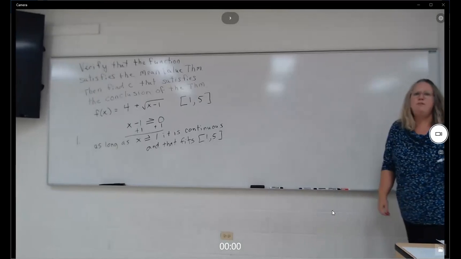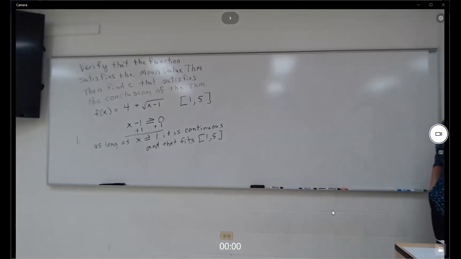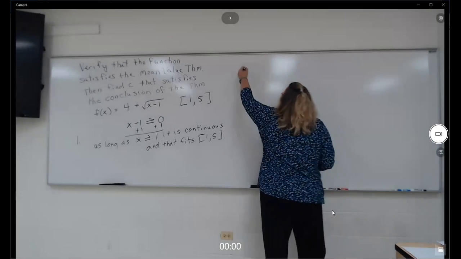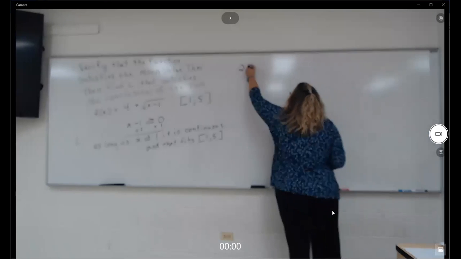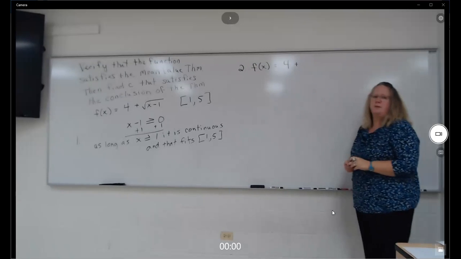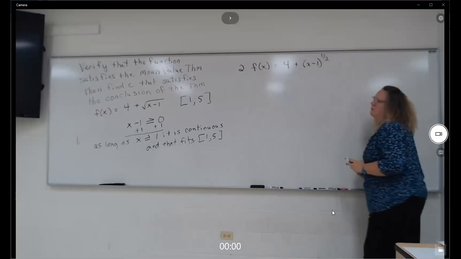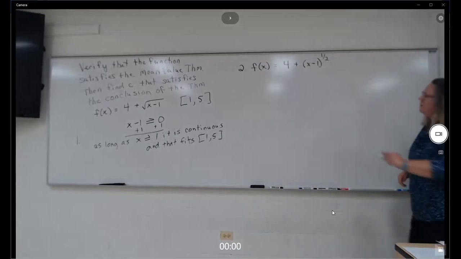Is it always differentiable between, not even including 1 and 5, but literally between 1 and 5? So for 2, let's go find the derivative and take a look at what's going on there. The first thing I'm going to do is write the f function as 4 plus x minus 1 to the 1/2. One of the first days we said, you got to be able to work with negative exponents. You got to be able to work with fraction exponents. Kind of go back and forth. Okay, so let's take a look at the derivative.